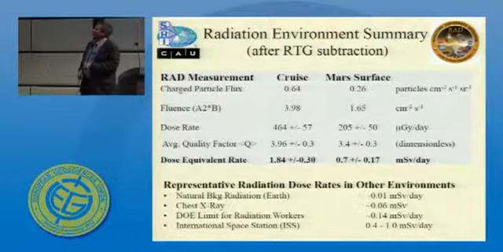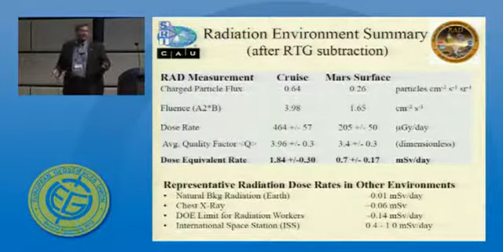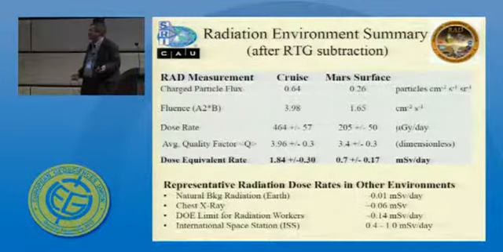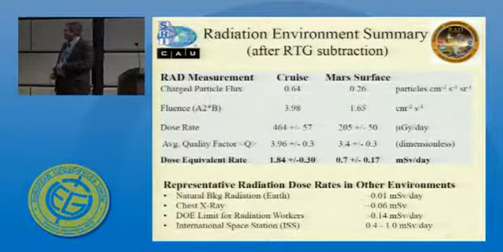If you compare that to things that we know, a chest X-ray is about 10 times less than a day of radiation on the surface of Mars, and the natural background radiation is about 50 times less here on Earth. But if you're on space station, it's on that order, maybe a little bit more, maybe a factor of 50% more on the surface. But in cruise is where the big difference is. Cruise is a big number.